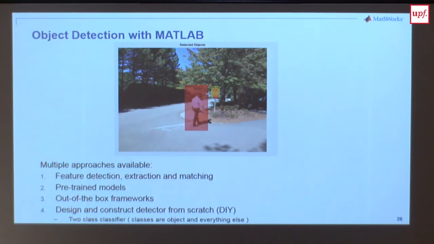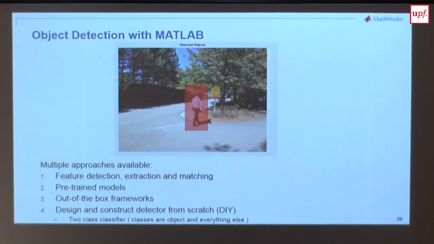Okay, let's move to other examples. Object detection with MATLAB. Here I have an image of a colleague at Mathworks. He's actually one of the Computer Vision System Toolbox developers. And we want to figure out a way to detect him, to detect the pedestrian. And also we want to find a way in which we can detect the stop signs. There are many approaches available for this. Here are 4 of the approaches that I can see. There are probably more, but we can use a technique called feature detection, extraction, and matching.